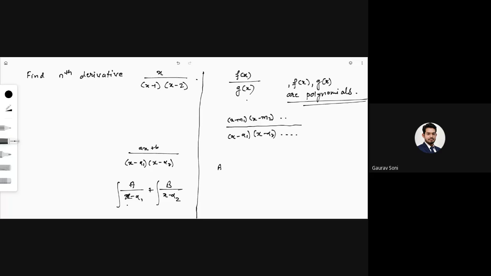In a similar manner, this form is also convenient for taking the nth derivative because we have the formula for 1 upon ax plus b. We know the formula for finding the nth derivative of 1 upon ax plus b. If there is some constant, say capital A, I can write this as A in bracket 1 upon ax plus b, and then take the nth derivative. So our task is to convert the given rational function to this form, 1 upon ax plus b. So what are the conditions? Can I use partial fractions anytime, or is there any condition there?